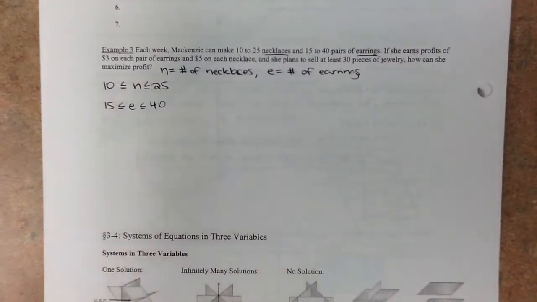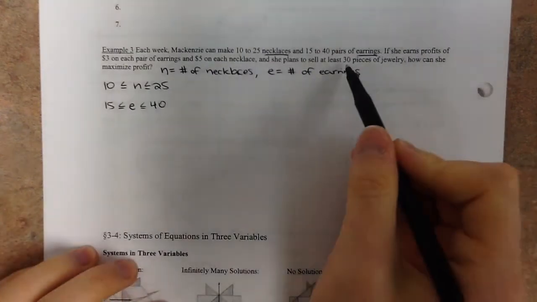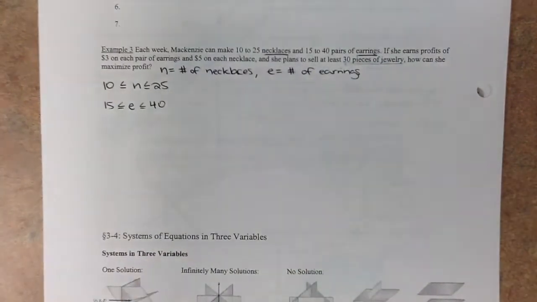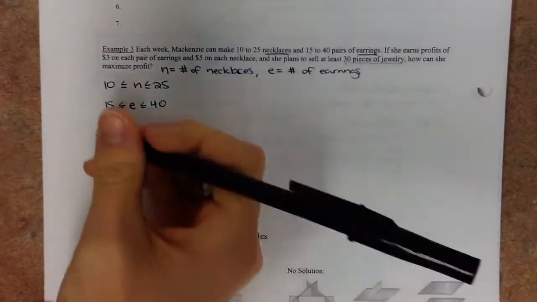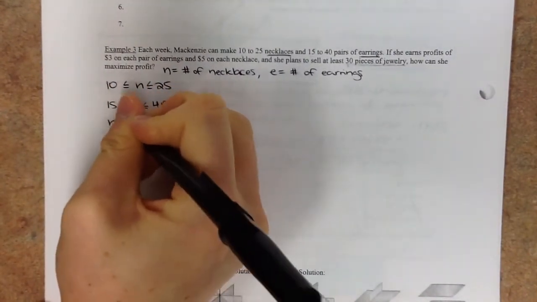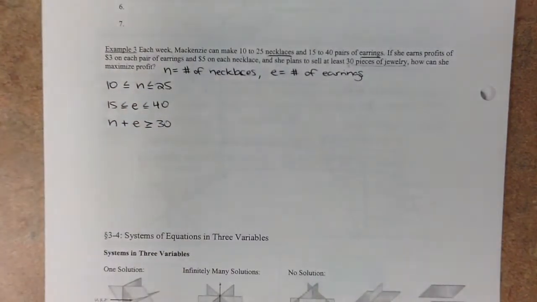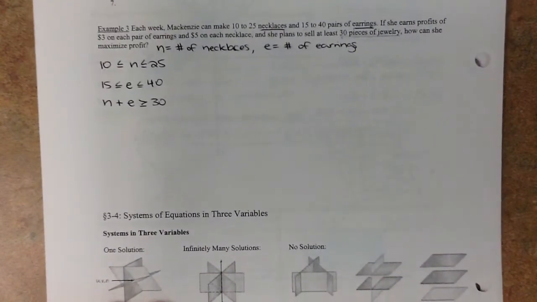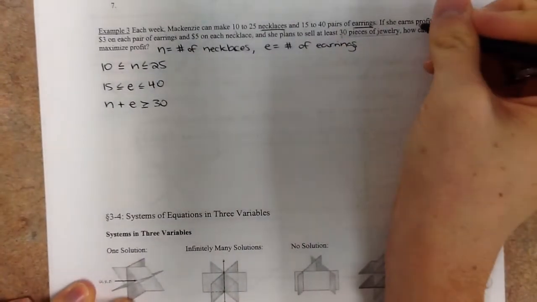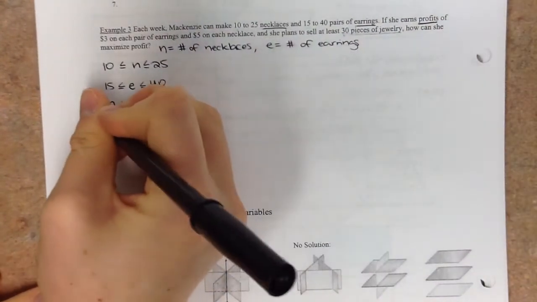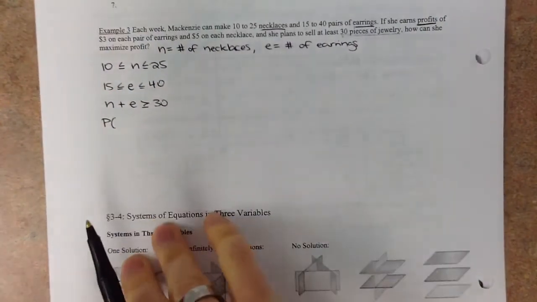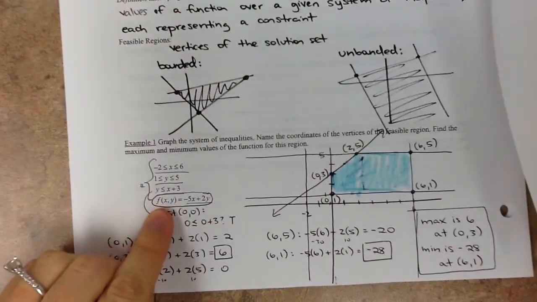Next, we've got profits of $3 on each pair of earrings and then $5 on each necklace. That's going to be our profit function. The next one we need to set up actually is the 30 pieces of jewelry. So she plans to sell at least 30 pieces of jewelry. So the number of necklaces plus the number of earrings, she plans on that being at least 30. Remember, least always tricks us a little bit, makes us think it's going to be a less than, but when she wants at least 30, that means she wants 30 or more. So the last one, this is going to be the important one, the profits function. So let's say the profit, and then in parentheses, notice here how I had f of x and y.